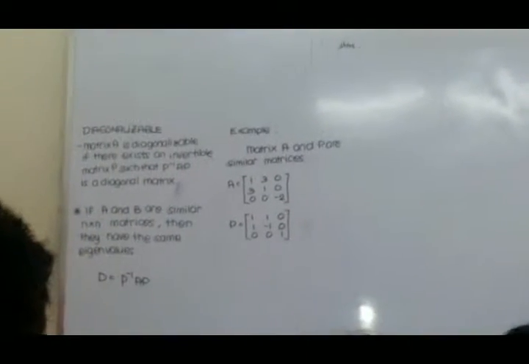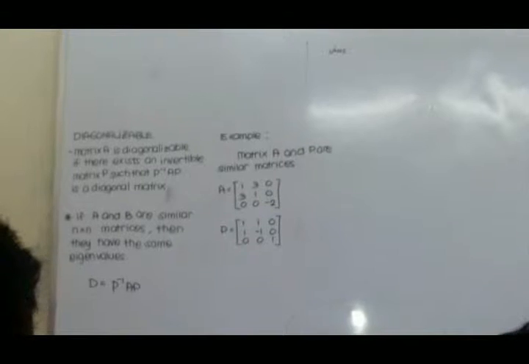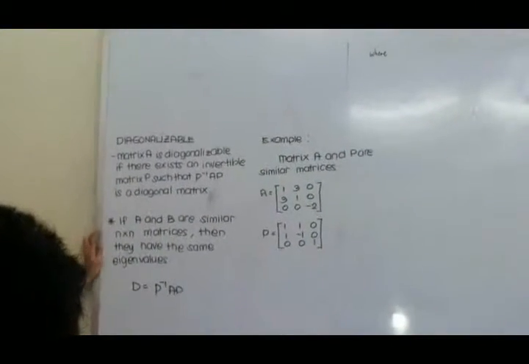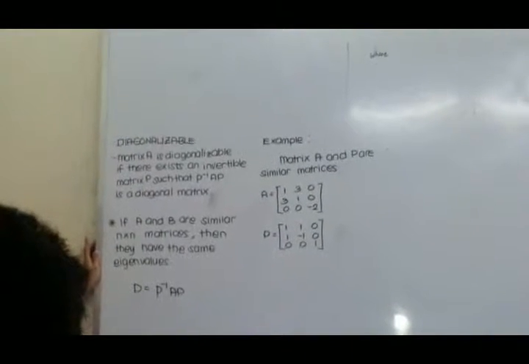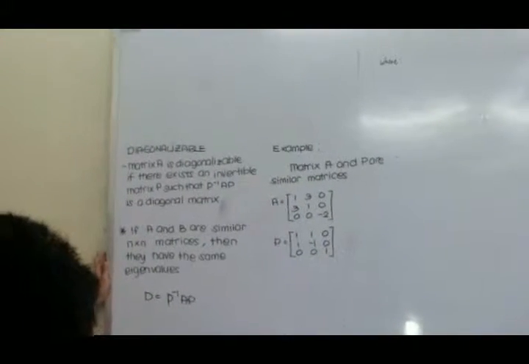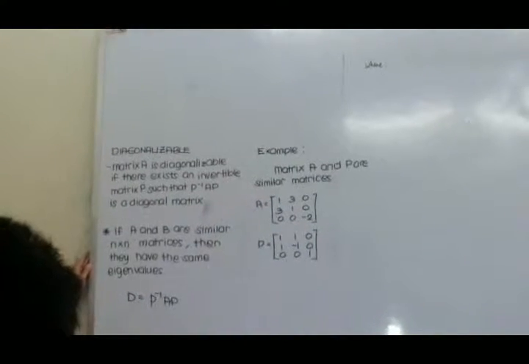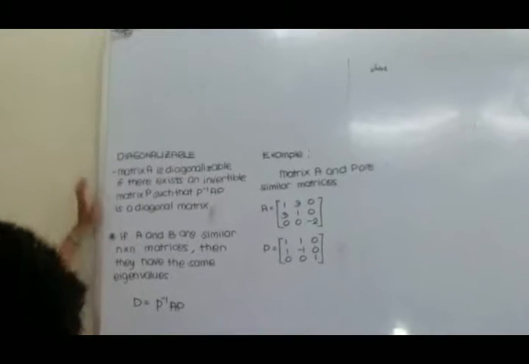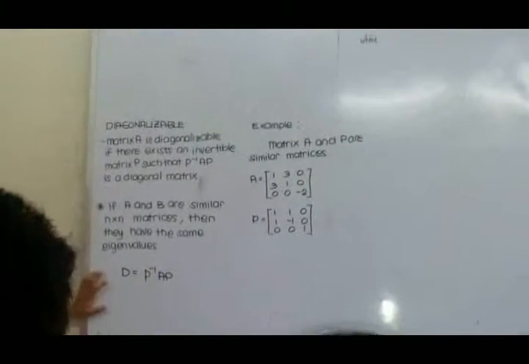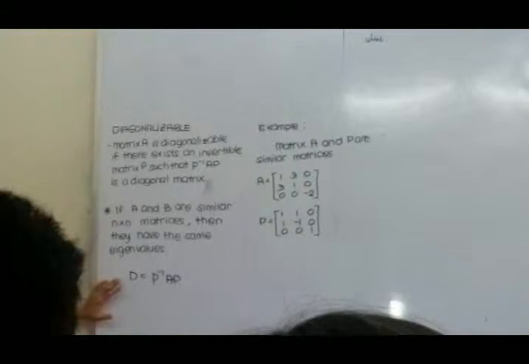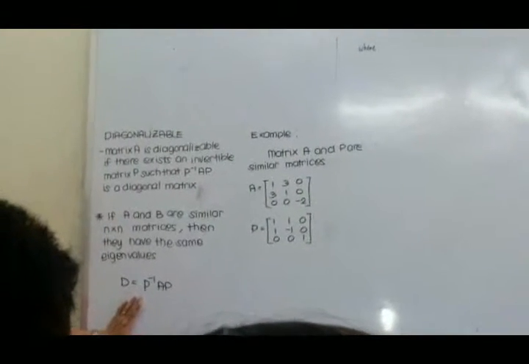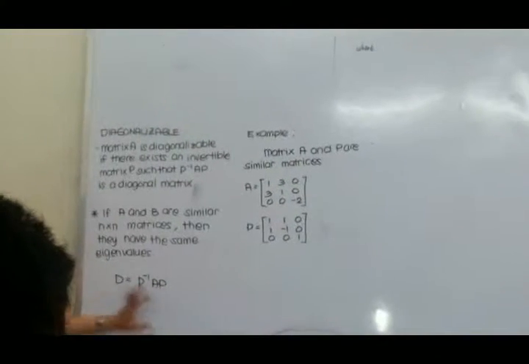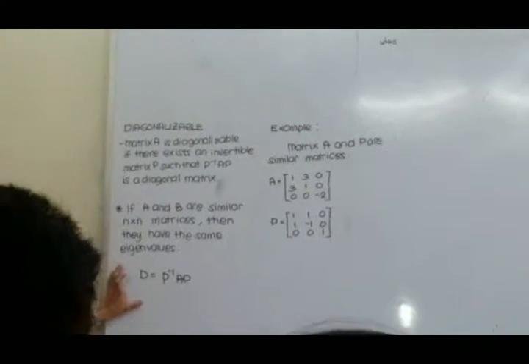There exists an invertible matrix P such that P inverse AP is a diagonal matrix. If A and B are similar matrices of n by n dimension, then they have the same eigenvalues. We are also given the condition to make it diagonalizable. The result after multiplying the inverse matrix P by the matrix A and the matrix P should give us a diagonal matrix.